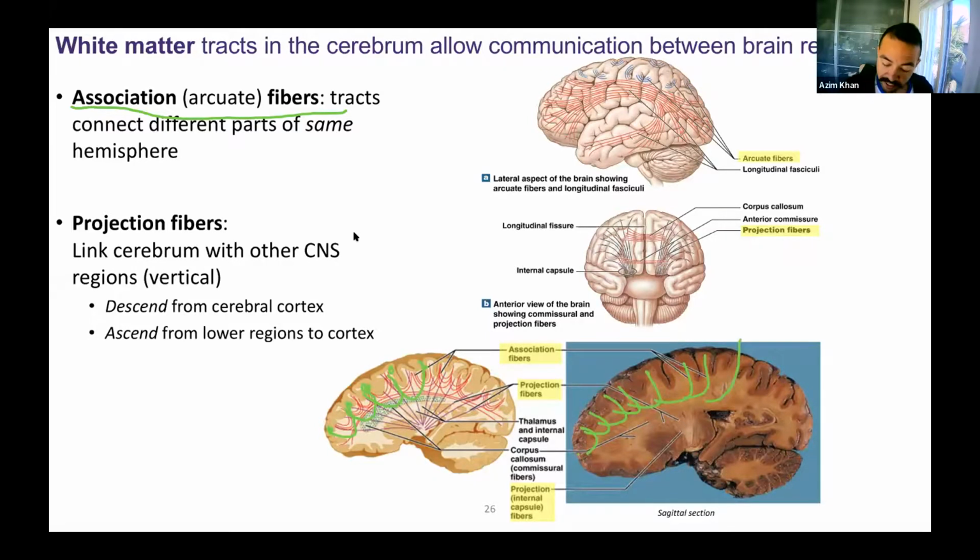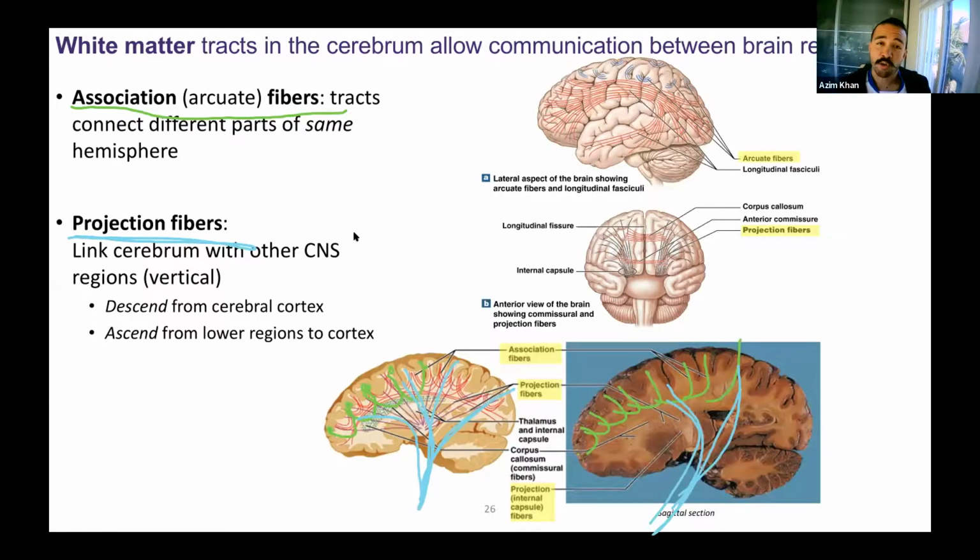If you want to communicate to and from the brain, so down the spinal cord into your hand or to your legs, or from those organs and regions of your body up to your brain, we need to go up and down vertically. Those are called projection fibers. Projection fibers go up and down the brain.